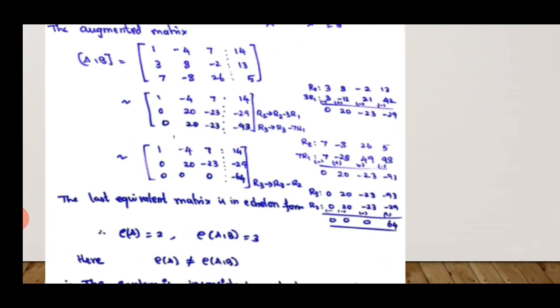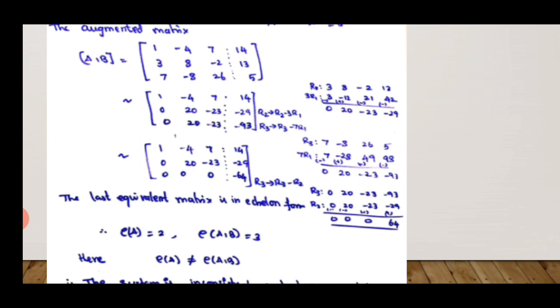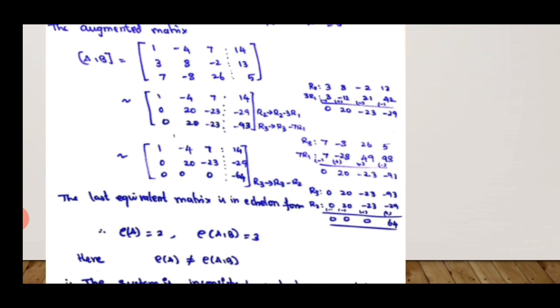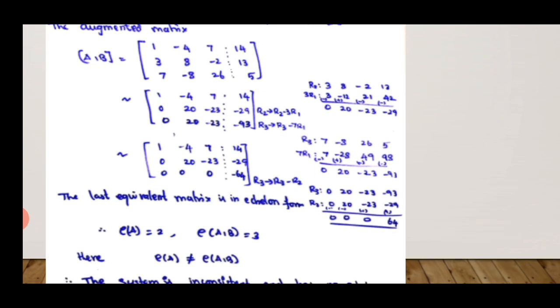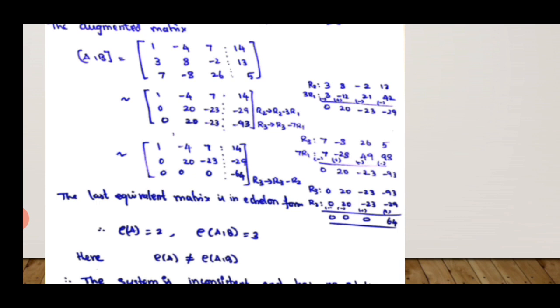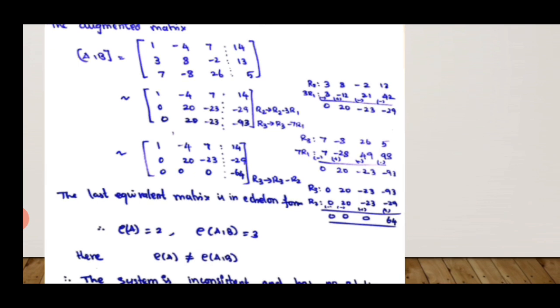So now we have to bring the echelon form. Second row first place, and third row first place and second place we have to make 0. So R2 implies R2 minus 3R1, because in the first place we have 3. R2 entries are 3 8 minus 2 13, and 3R1 means 3 into the first row: 3 into 1 is 3, 3 into minus 4 is minus 12, 3 into 7 is 21, and 3 into 14 is 42. Subtract, and you get the answer 0 20 minus 23 and minus 29. So take that and fill it in the second row.